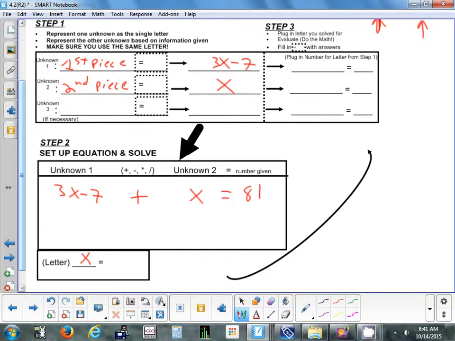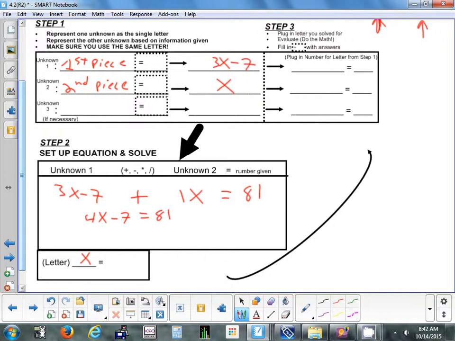Do you have any like terms you can combine? 3x and the x, good. So what do you get if you combine 3x with, think of that as 1x? 4x. 4x, good. 4x minus 7 equals 81. And we got 2 steps left.